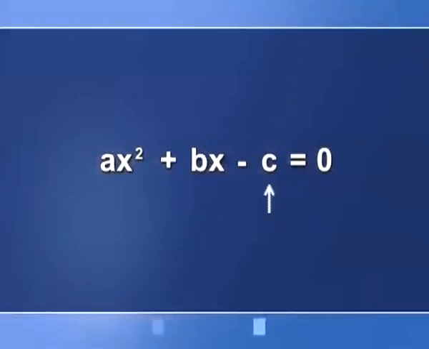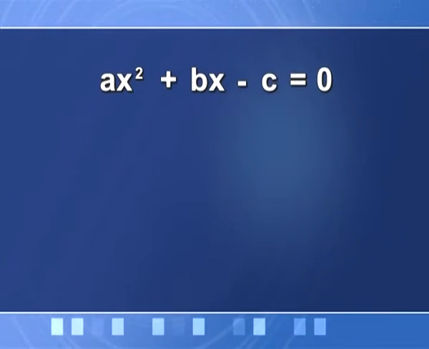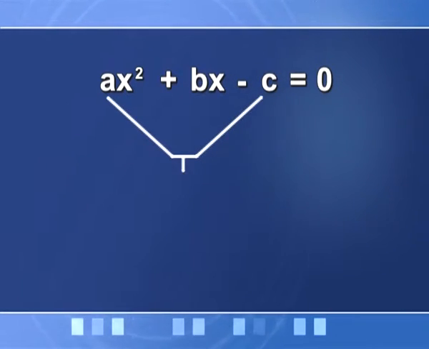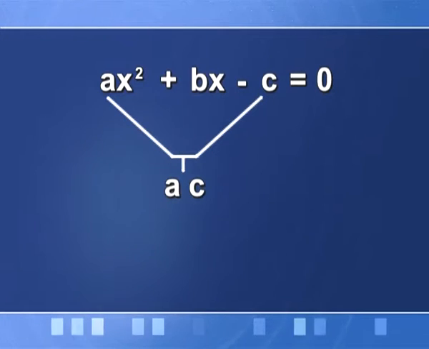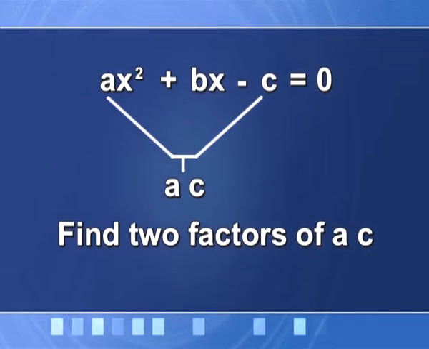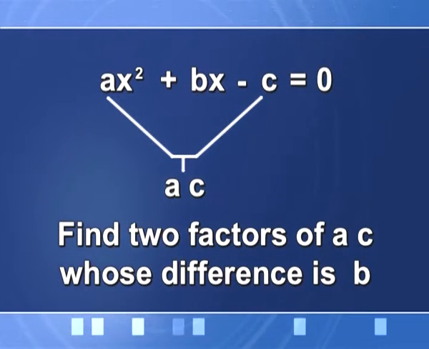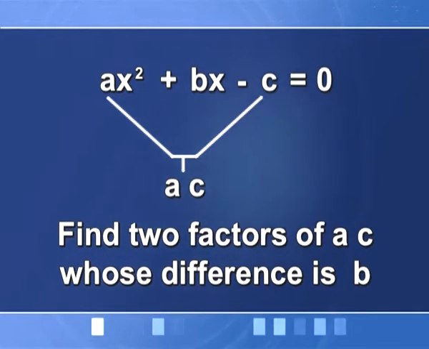C can be having a negative sign before it. If C is having a negative sign before it, then the earlier process will be the same, means A C will have to be multiplied and we get A C. Now, this time two factors of A C have got to be such that their difference, mind, because C is preceded with a negative sign, two factors of A C whose difference is B. That is how we will break it up to get the splitting of the middle term.